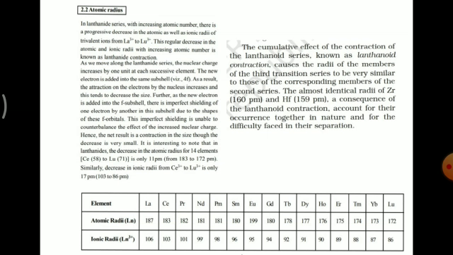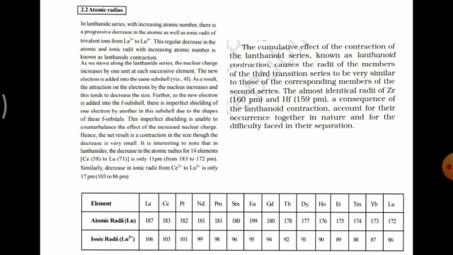Hence, the net result is the decrease in size. So the effective nuclear charge predominates over the screening effect. So the net result is decrease in size. Hence, the atomic and ionic radii decrease with increase in atomic number in lanthanide series. This is the reason for lanthanide contraction. Though this contraction, this decrease in atomic radius, is very less.